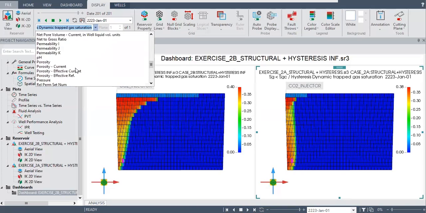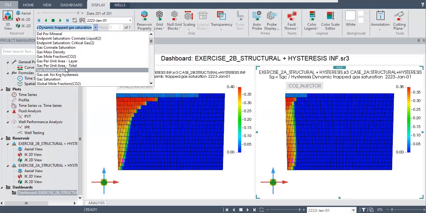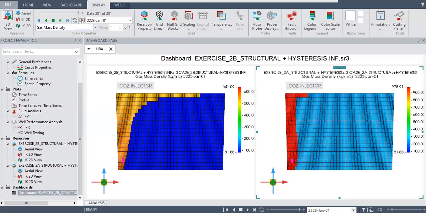Lastly, I want to look at the gas mass density. Okay, very different. In this case, the gas mass density is 540. Here, 975.